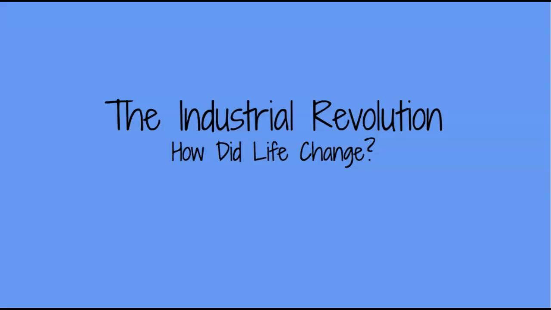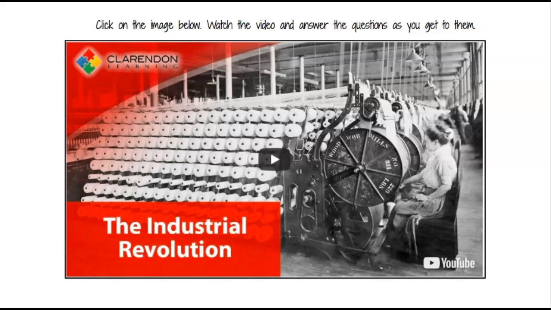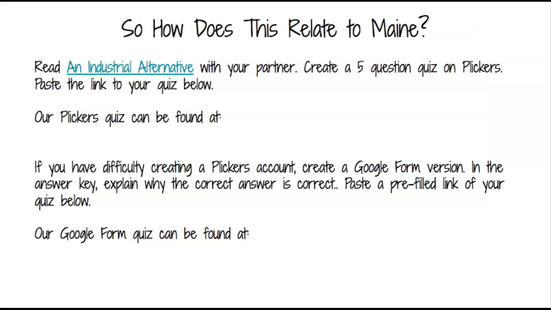Next, they will explore how life changed as a result of the Industrial Revolution, starting with a video they will watch, which has questions embedded in it through Edpuzzle. This will keep them engaged and accountable for their learning. Bringing it back to Maine again, they will read another section of the Maine Historical Society website. They will work with a partner to create a quiz to demonstrate their learning.